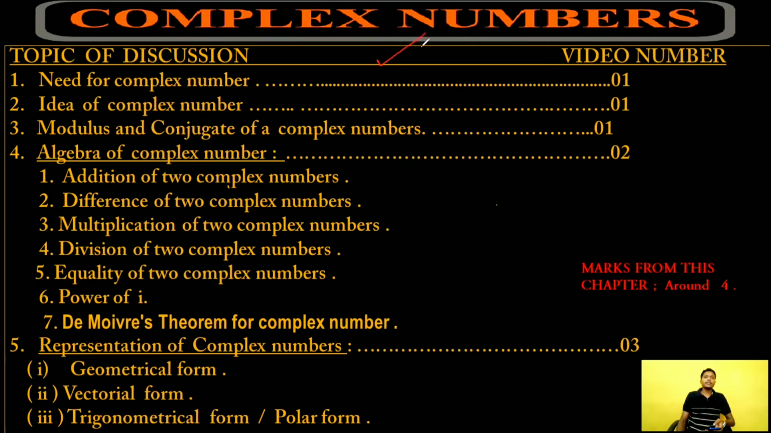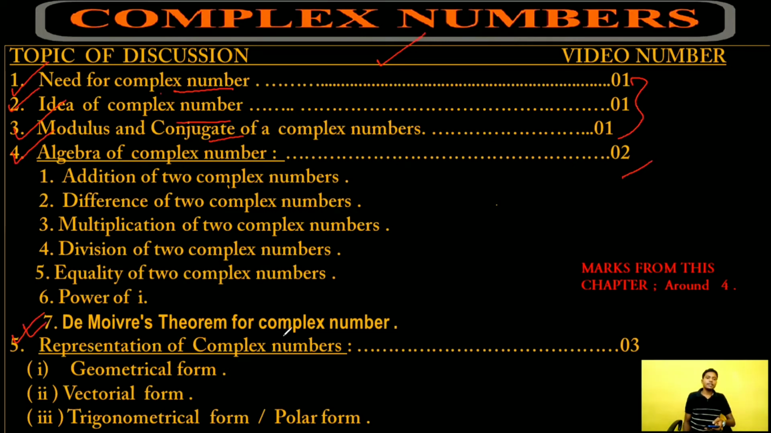Okay, let's start our discussion. In this chapter of complex numbers, these are the following topics which are kept in your class 11 as well as joint entrance examination syllabus. I have discussed the first three topics in my first video and topic number 4 in my second video, and in this video I will discuss topic number 5, that is representation of a complex number.